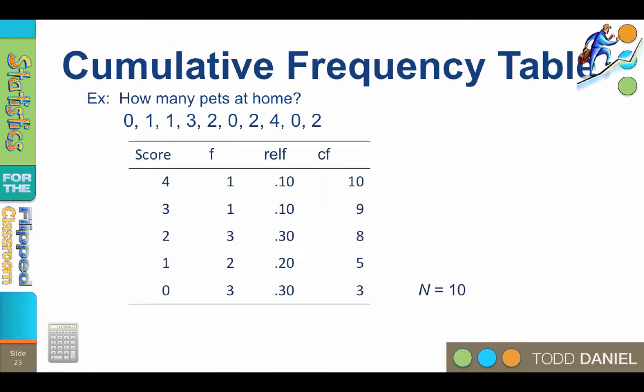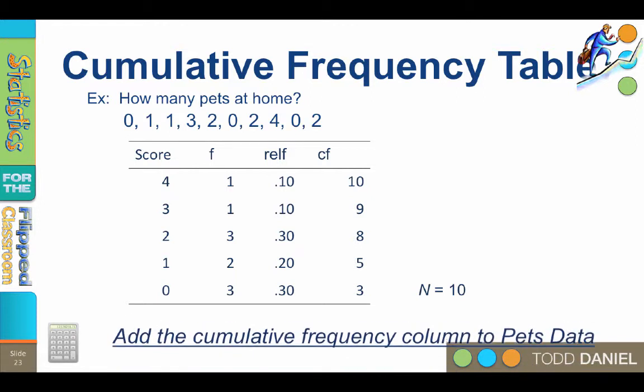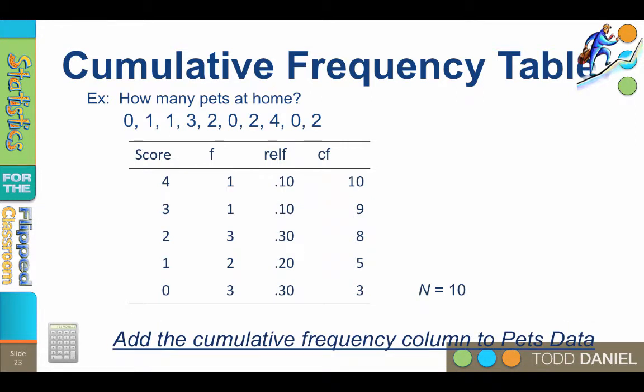Here again, we have an opportunity to check our work. Because the sum of the frequencies always equals the sample size, the top cumulative frequency value will always equal n. Now, add these values to your notes.